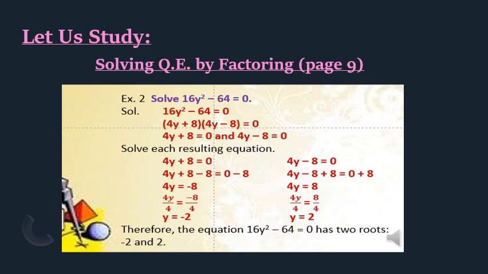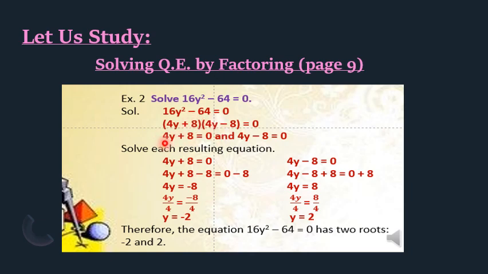Now, example number 2. Solve 16y squared minus 64 is equals to 0. So this is the solution. Take note ani, 16 can be square rooted as well as 64 can be square rooted. The square root of 16 is 4, so i-distribute nimo ang 4 diri. 64 can be square rooted, the square root of 64 is 8, so butang ang 8 diri. Take note, this is a negative, so therefore, isa ka plus diri, isa ka minus diri. Positive times negative is negative.